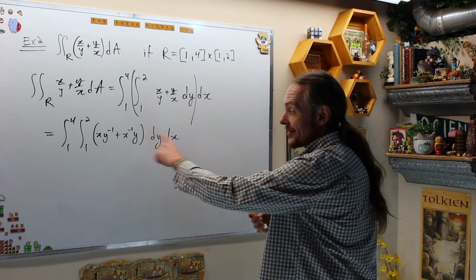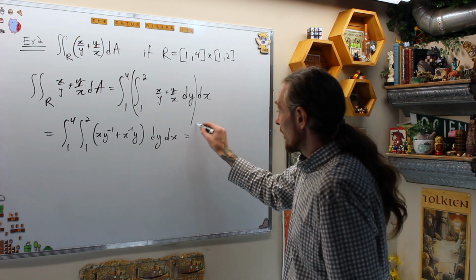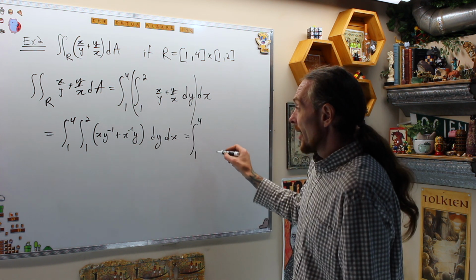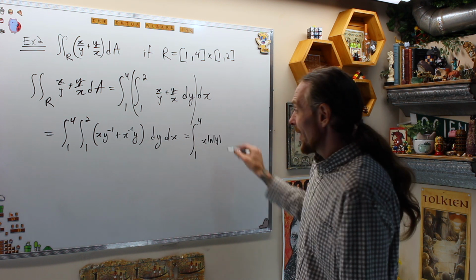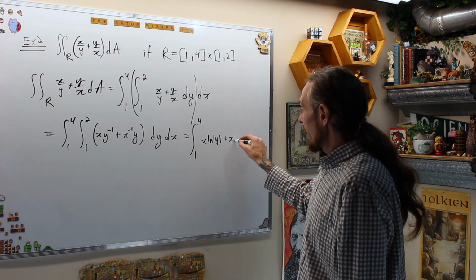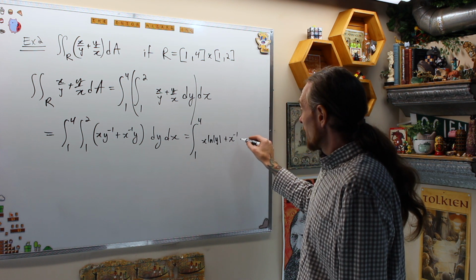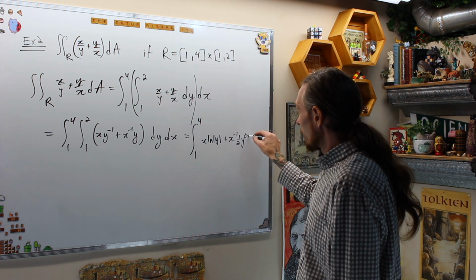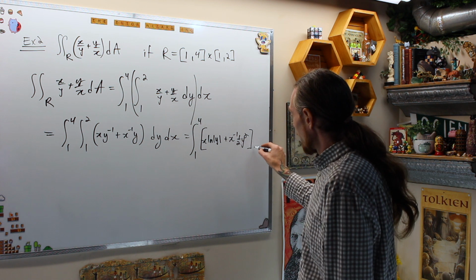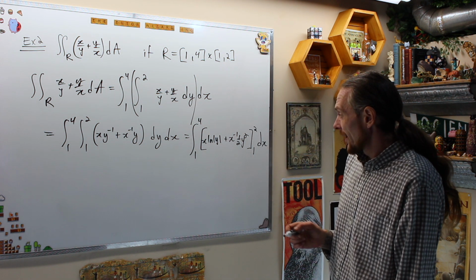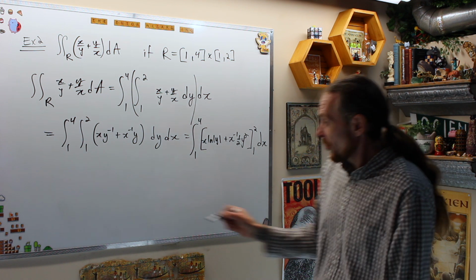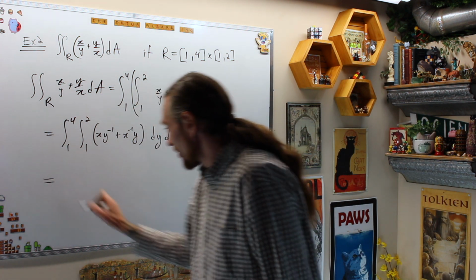I'm holding x constant. So this is going to give me the integral from 1 to 4 of x times the natural log of the absolute value of y, plus x to the -1 times 1/2 y squared, evaluated from 1 to 2 dx. Then what are we going to get? Putting that in by the fundamental theorem of calculus part 2, start over there.